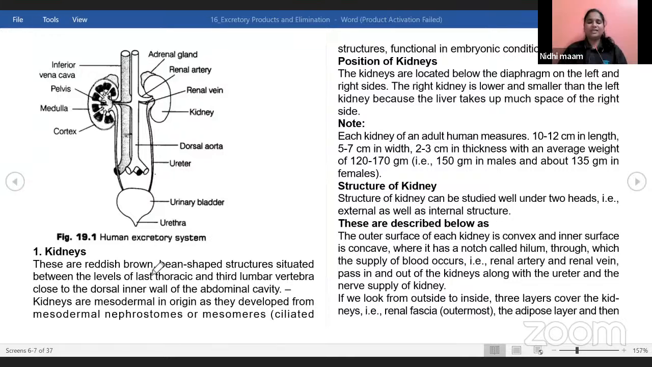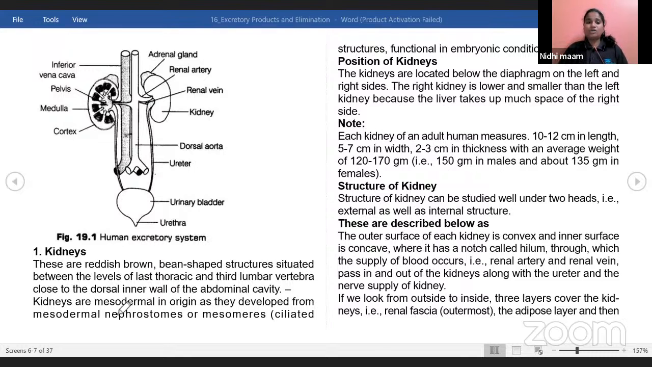So when it comes to kidneys, these are reddish brown, bean-shaped structures situated between the thoracic and third lumbar region. It is not present in this region here. So it is present at the backside. Actually, this is not our front view. This is according to the physiology. This is our ventral view. This is our dorsal view. So in the dorsal view, the kidneys are present at the sides. Next, the third lumbar vertebra, close to the dorsal inner wall of the abdominal cavity.